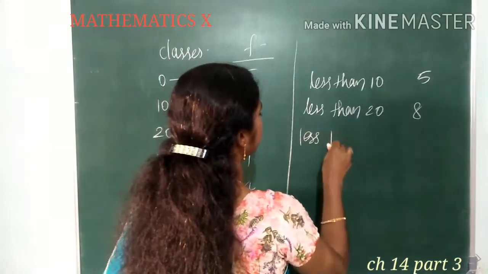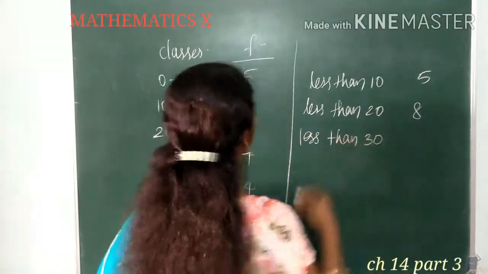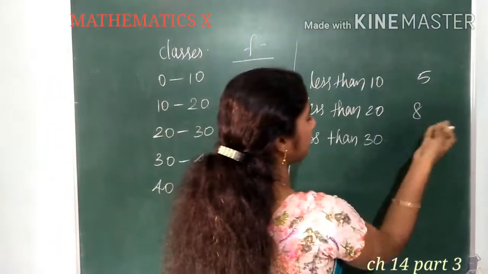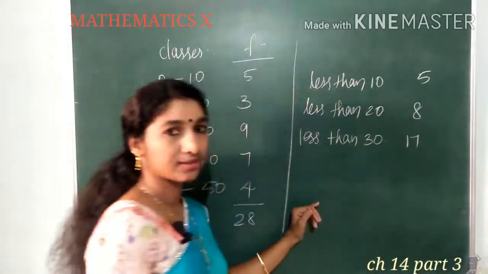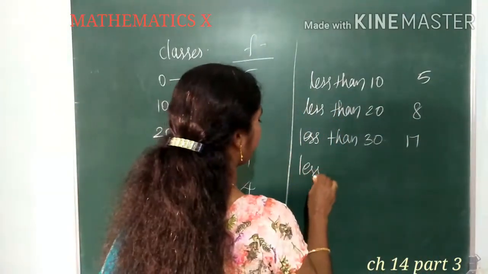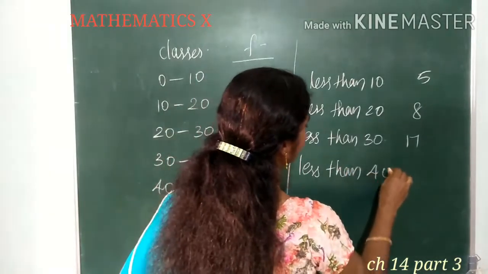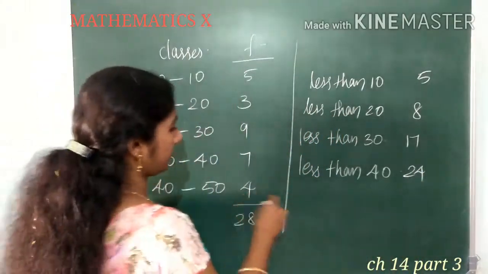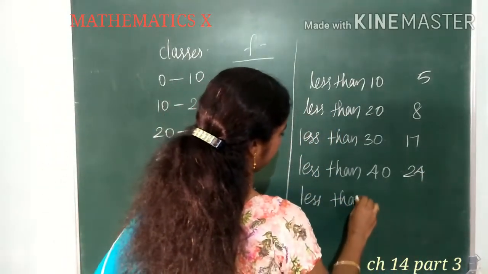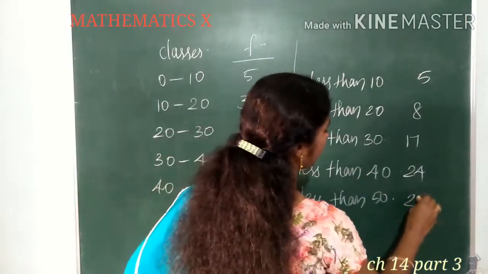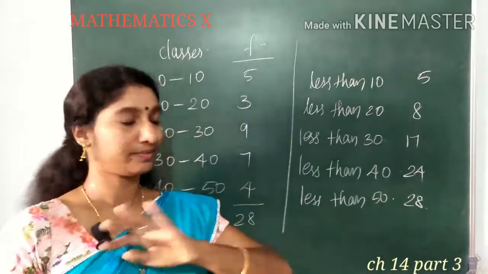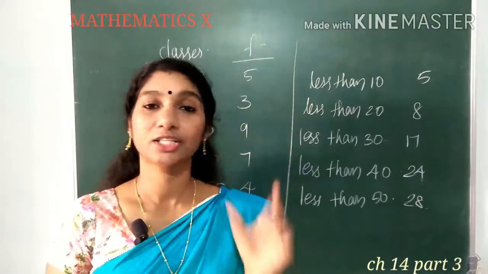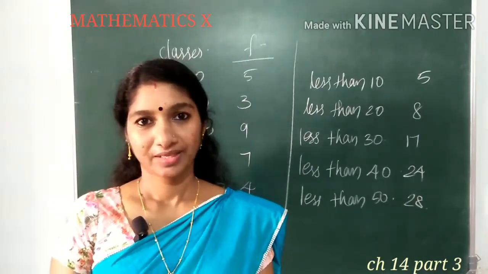Then less than 30. 8 plus 9. 9 more will come. That means already 8 are there, 9 more is coming, so 17 students are there now. Less than 40. 17 plus 7, 24 students are standing now. Then less than 50. 24 plus 4, 28 students are there. So total means all students are standing now. We need to find the 14th and 15th position, their marks, isn't it?